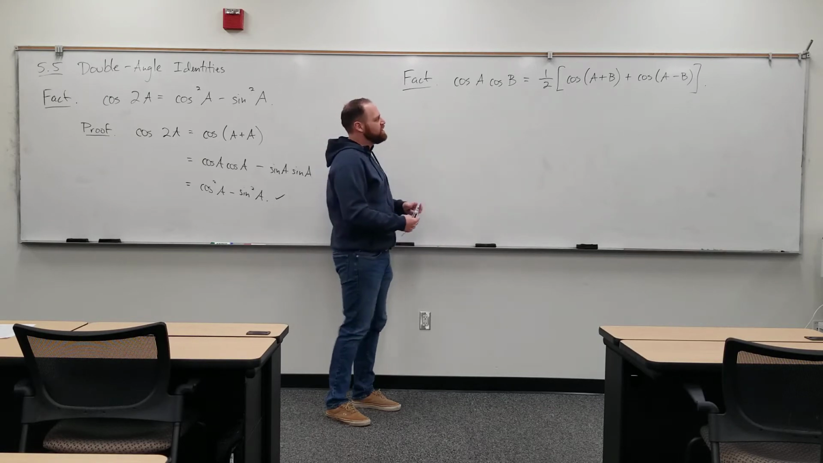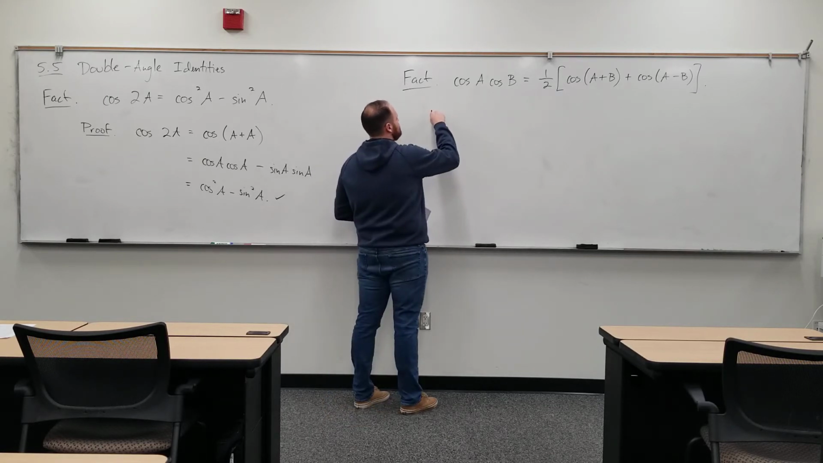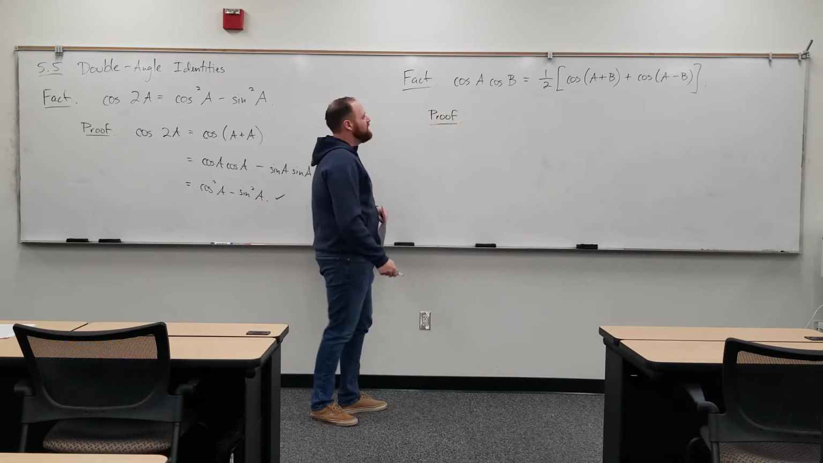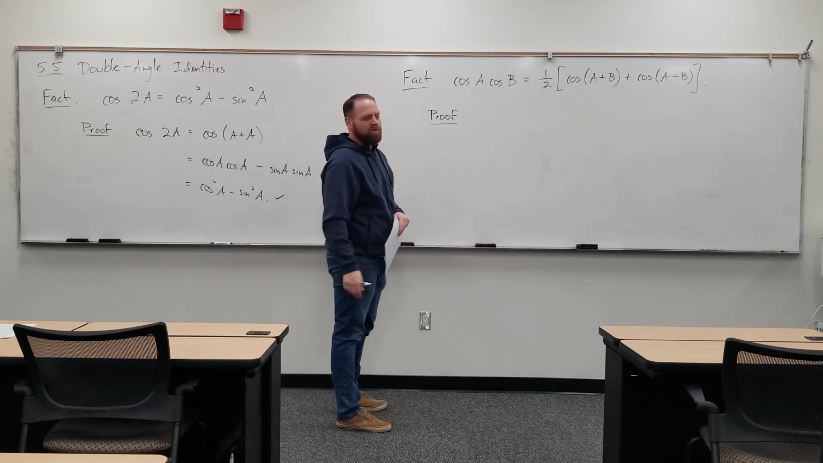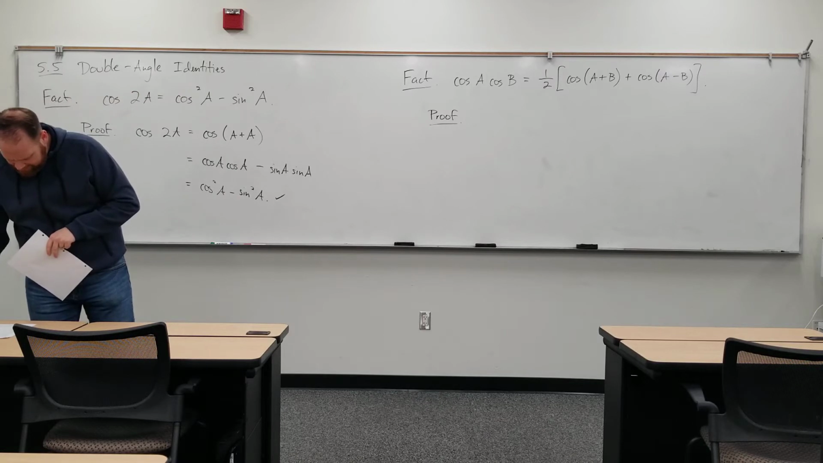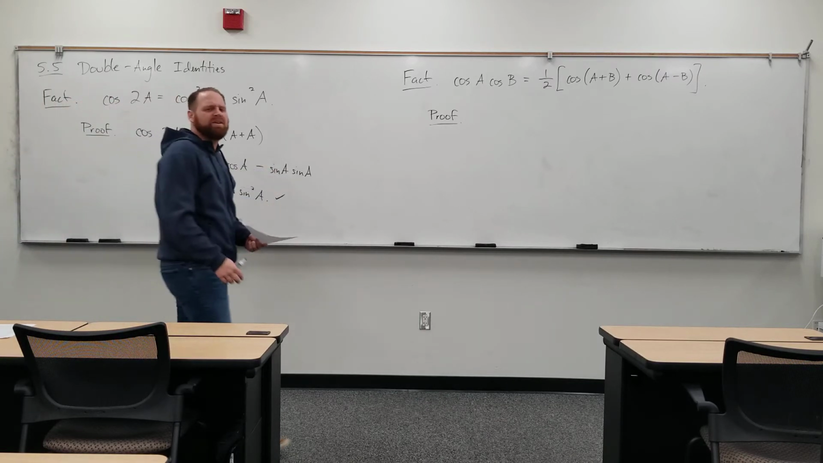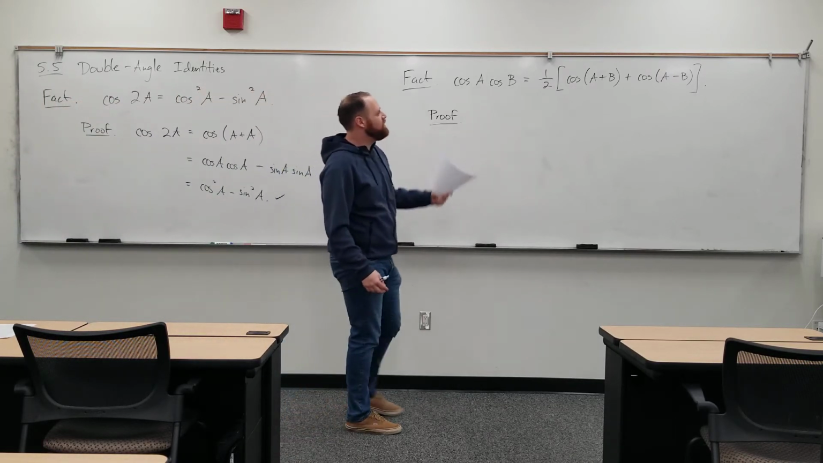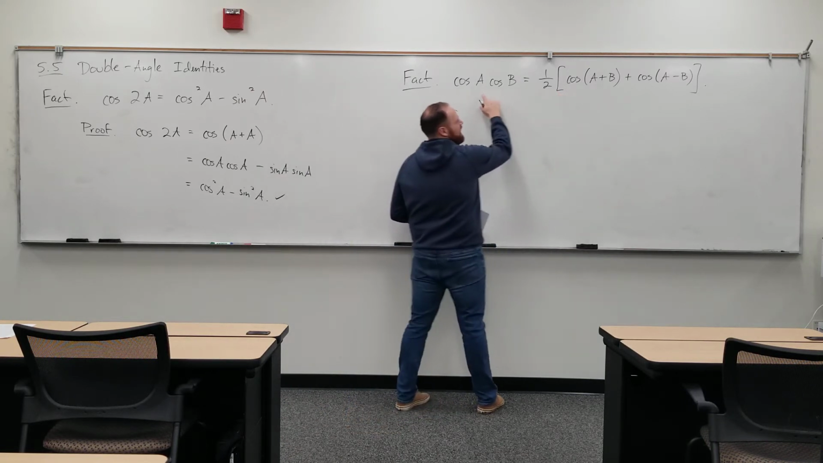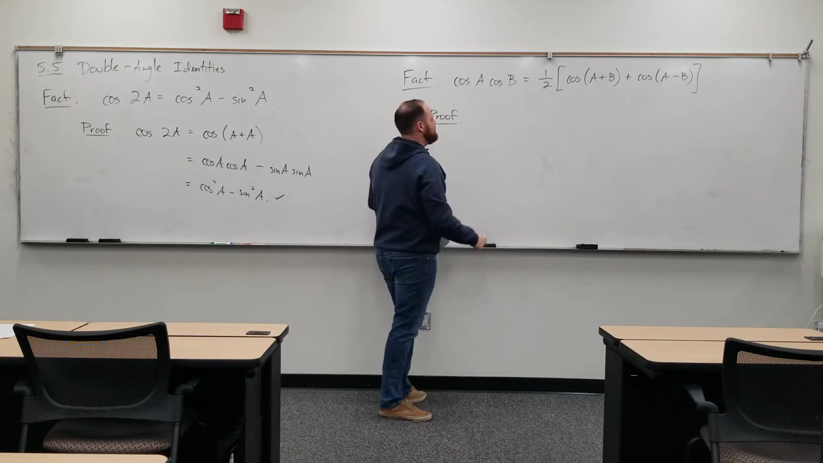But let me prove this one to you. I'll prove this one to you, and the proofs of the others are similar, okay? But they also come from that sum formula. What did we call those? Yeah, the sum and difference identities. Yeah, this also comes from a sum and difference identity. I'm actually going to start with the right-hand side and show that it's equivalent to the left-hand side.